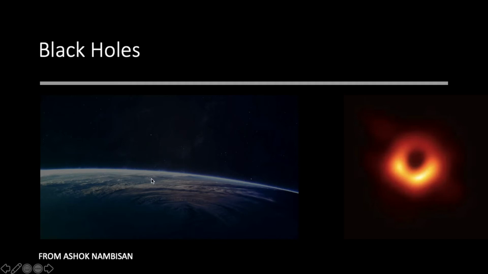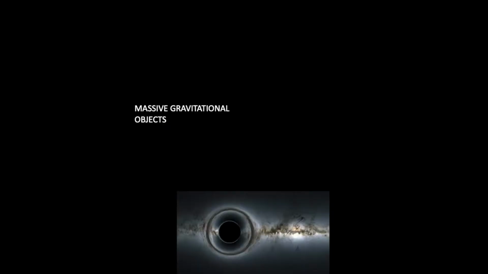Okay, so today we're going to talk about black holes. The image on the right was the first image of a black hole, and it was taken on April 10, 2017. So, what are black holes?